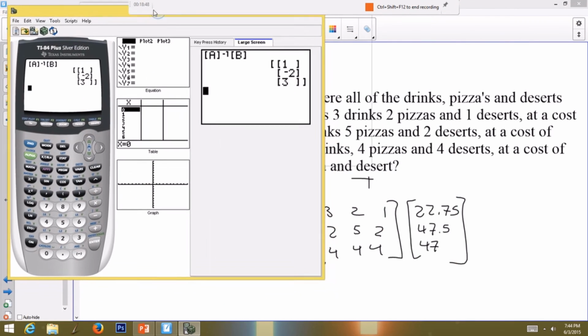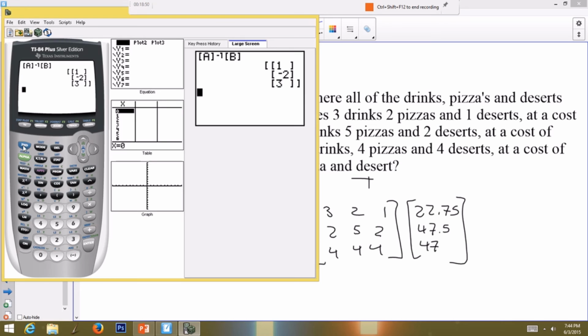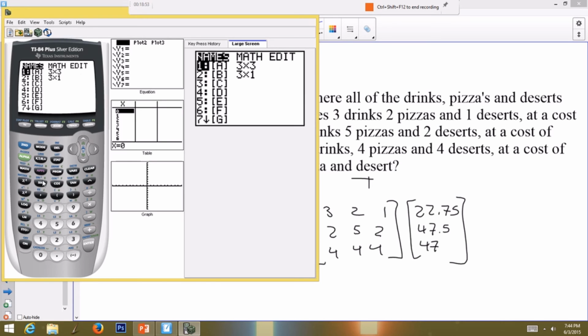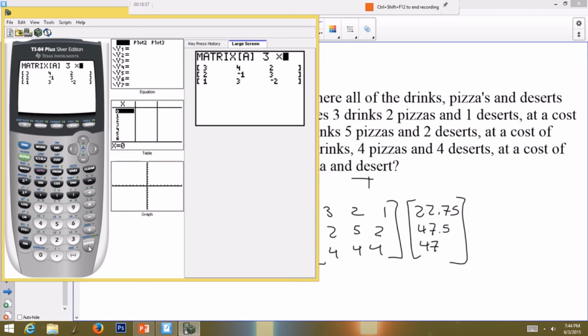and let's move it over here so we can see it. And then what we'll do is, again, second matrix. We'll go over to edit, and since it's already a 3 by 3, we won't change the dimension, so we'll just hit enter. And the first one was 3, so I'm going to hit enter there, and then it's 2, 1, and then 2, 5, and then 2. That should be it. No, should be a 2. Delete, enter. Okay, and then 4, 4, 4.